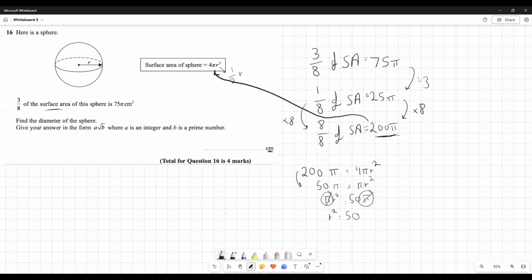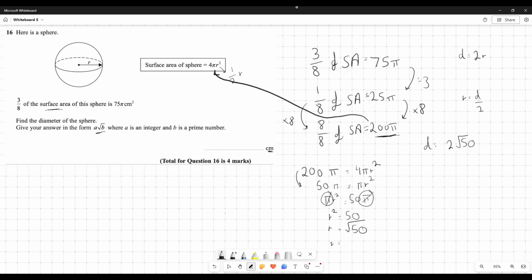Now we've got this, we haven't finished the question, because even if we find r, that would be root 50. If you look, the question actually asks for the diameter. So we know the diameter equals 2r. If we rearrange it, we get r equals d over 2, so all we need to do is times this by 2. So you get d equals 2 lots of root 50. That would just be 2 root 50.